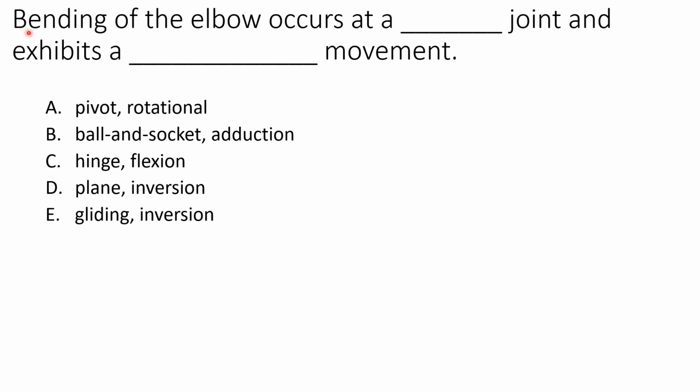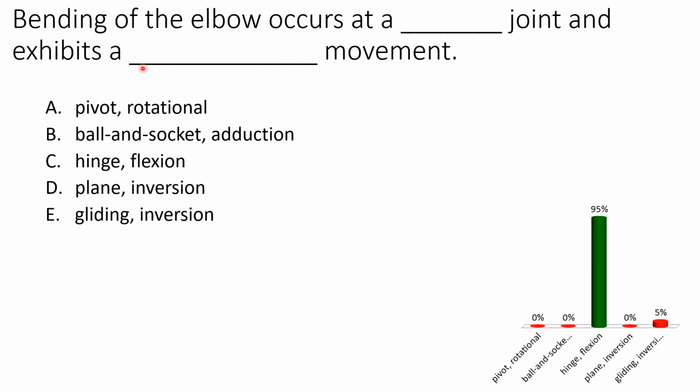Bending of the elbow occurs at a blank joint and exhibits a blank movement. What is the best answer here? For the elbow joint, we're thinking the humeroulnar joint. Are we thinking a pivot joint, a ball and socket, a hinge, a plane, or a gliding joint? Well, the humeroulnar joint is a hinge joint. So obviously this is our answer here. And that hinge joint is going to display the movement of flexion.